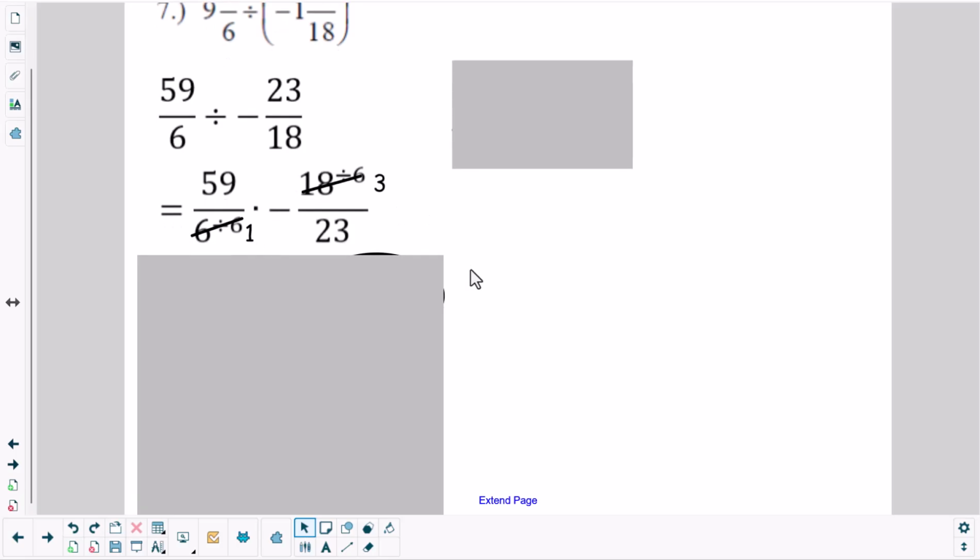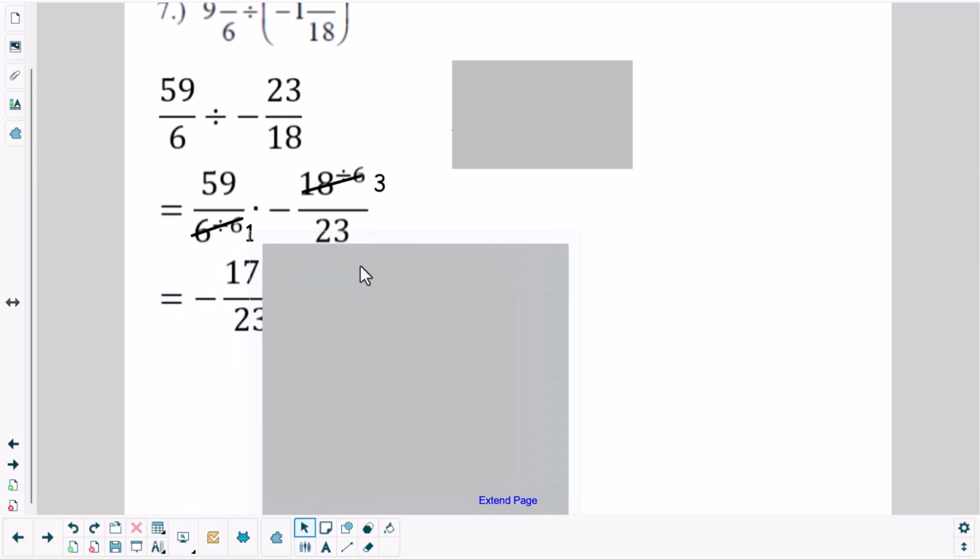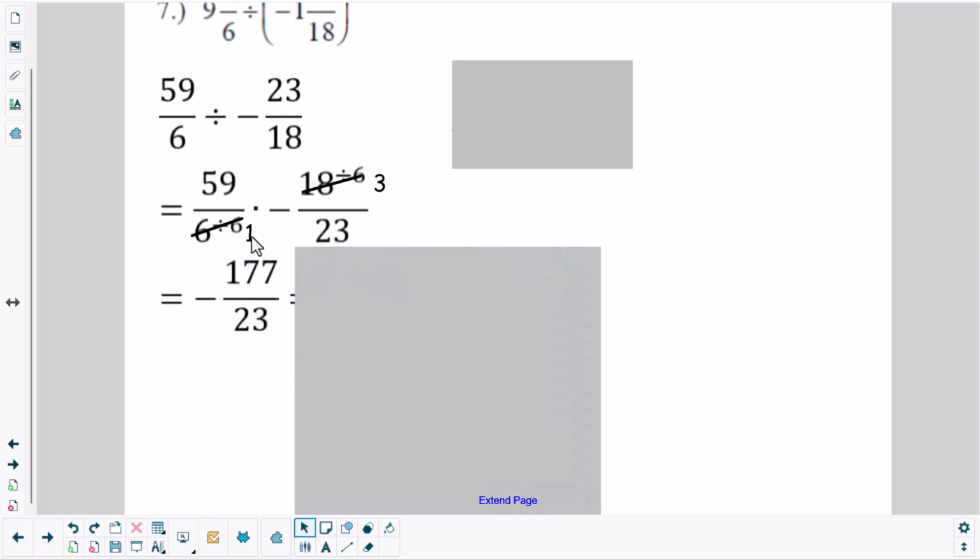Now our math here still isn't super easy. We've got to take 59 times 3. So I would do maybe 60 times 3, which is 180, and then take 3 away from that. So that's going to get us 177 on the top. And on the bottom, we just had 1 times 23 to get 177 over 23.